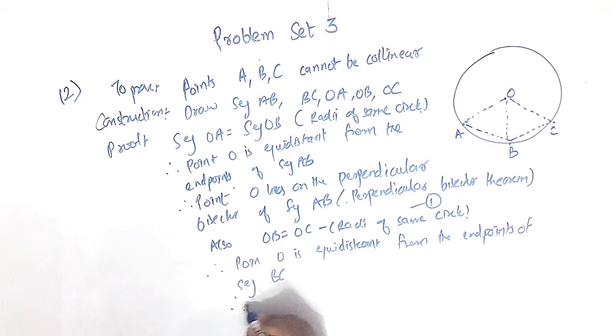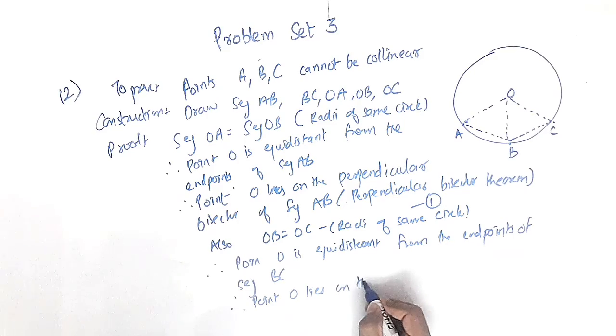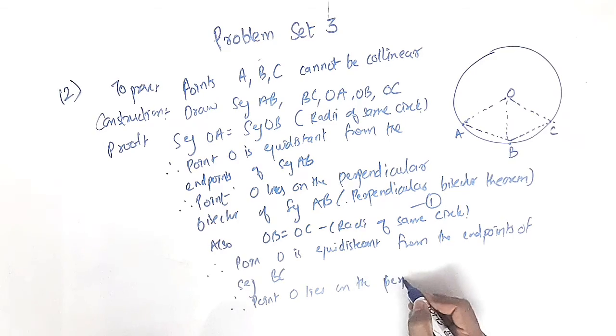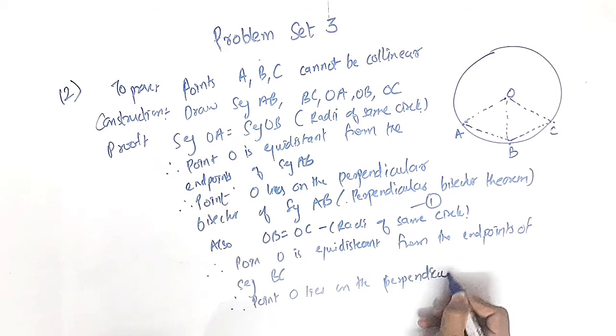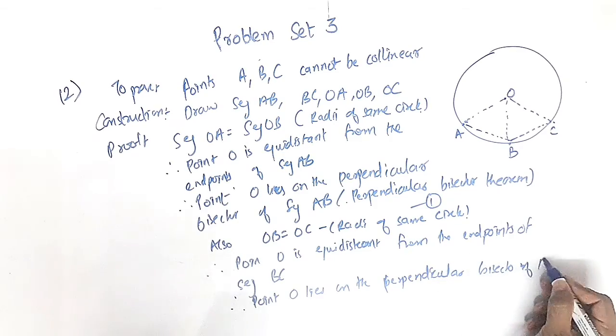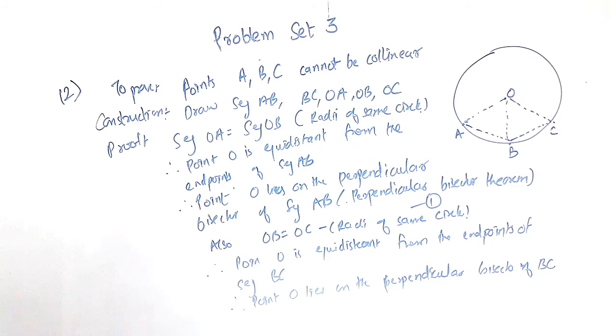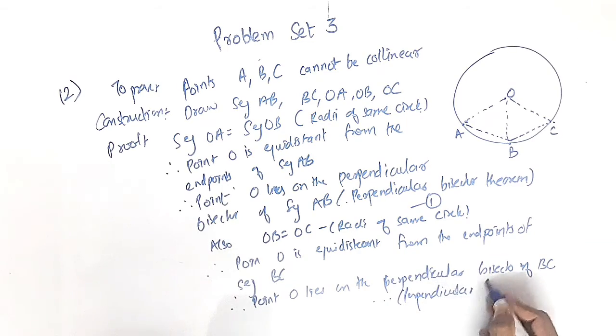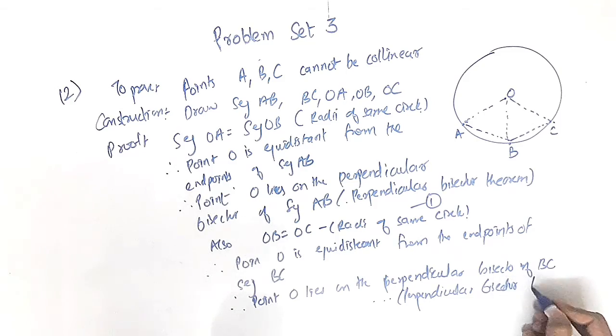Therefore point O lies on the perpendicular bisector of BC. Okay, this is by perpendicular bisector theorem. Point number 2.